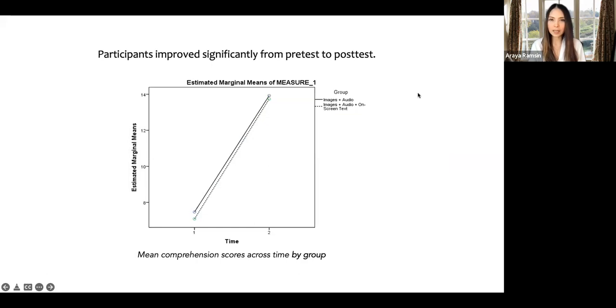So here you can see the graph, the figure. This is for all participants. You can see that participants improved significantly from pre-test to post-test. The solid line represents the people in the images and audio group. The dotted line is for the group that had three things: images with audio and on-screen text. One is pre-test, two is post-test. So you can see that everyone appeared to perform significantly better from pre to post.